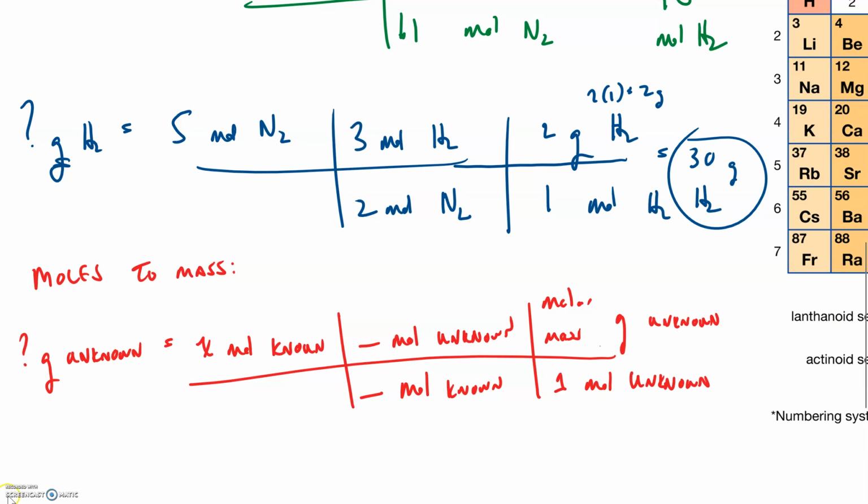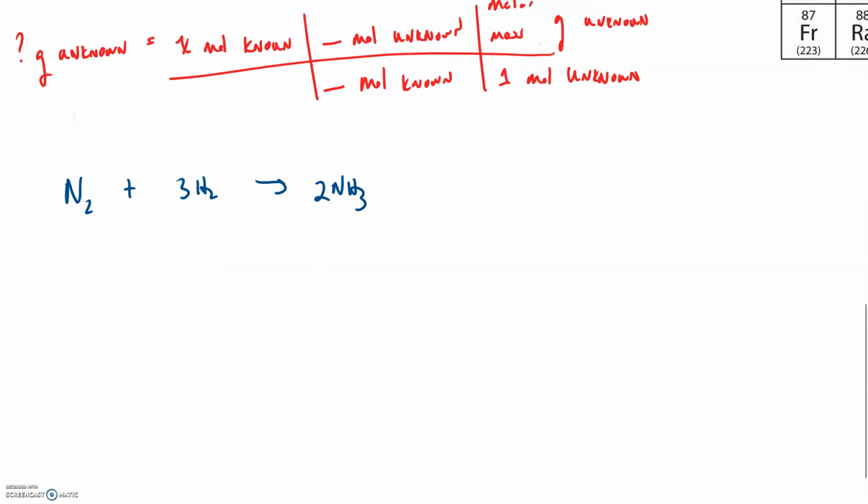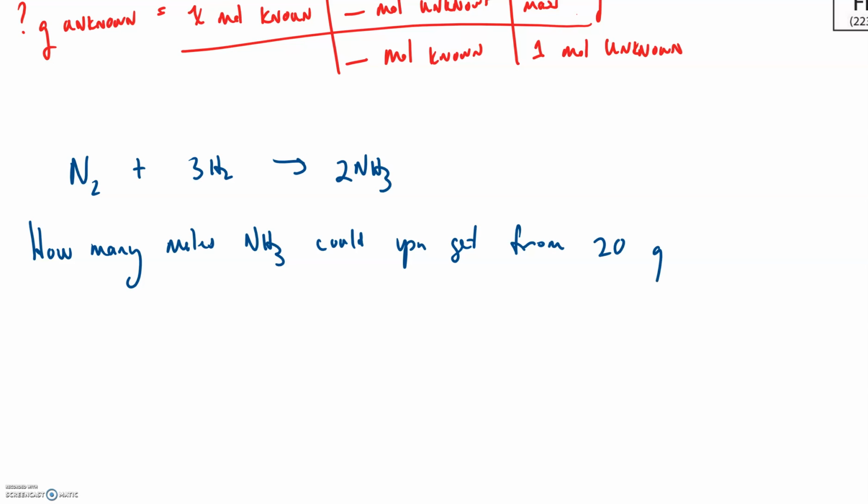Let's try another one going the other way. Let's try the same equation because we're pretty familiar with it by now. And let's say that we were going to ask a question that looked like this. How many moles of NH3 could you get from 20 grams of N2?